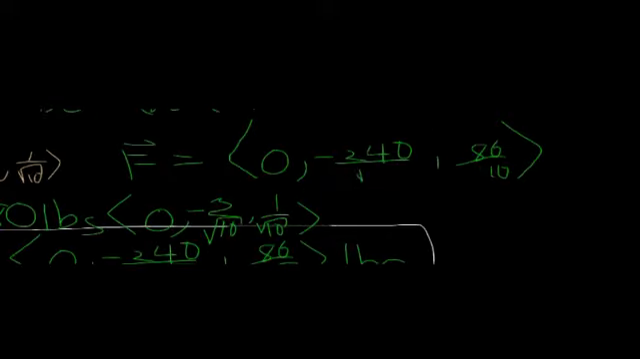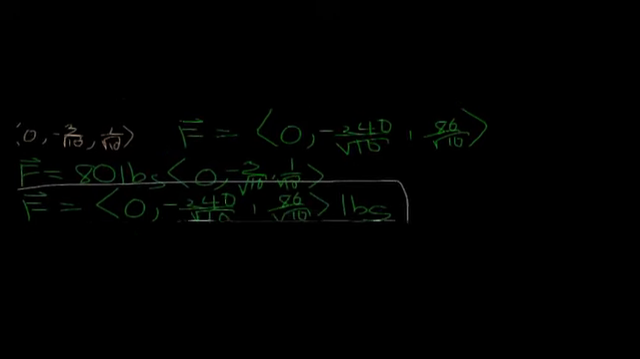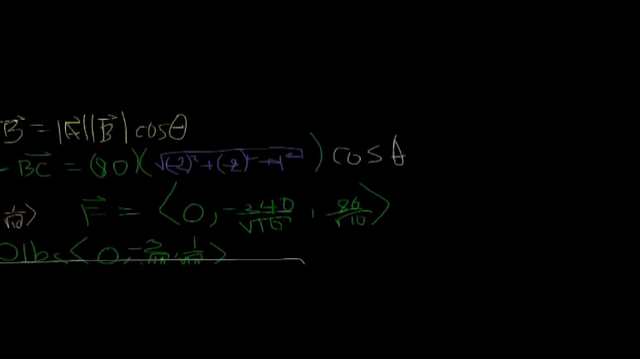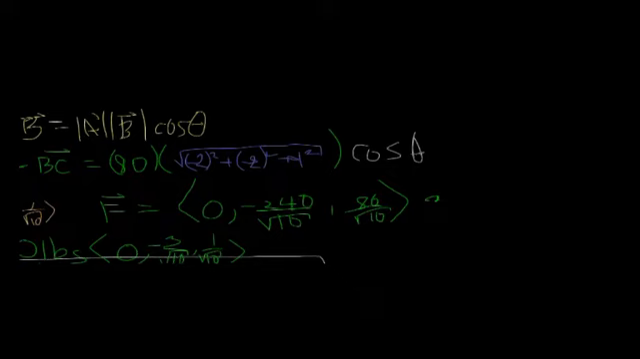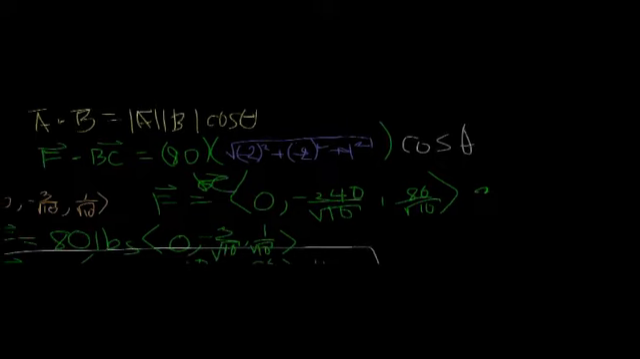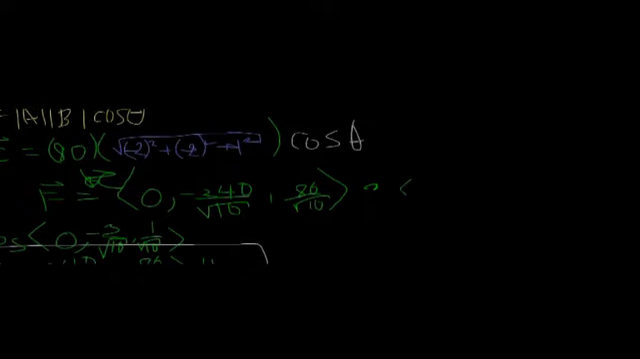It's supposed to be square root of 10. Is that correct? Yeah, it's correct. Dot BC, which is going to be negative 2 comma negative 2 comma 1.